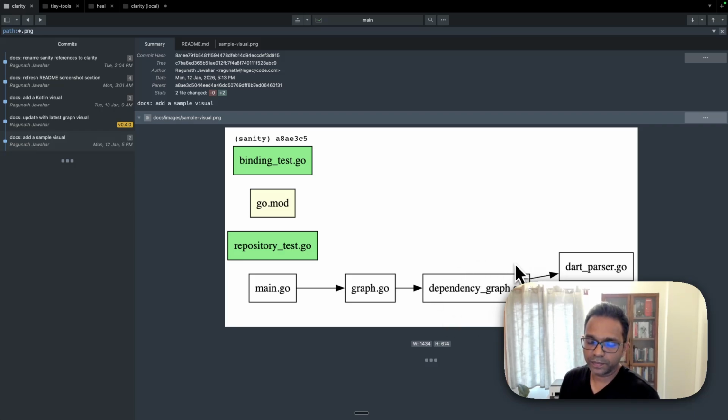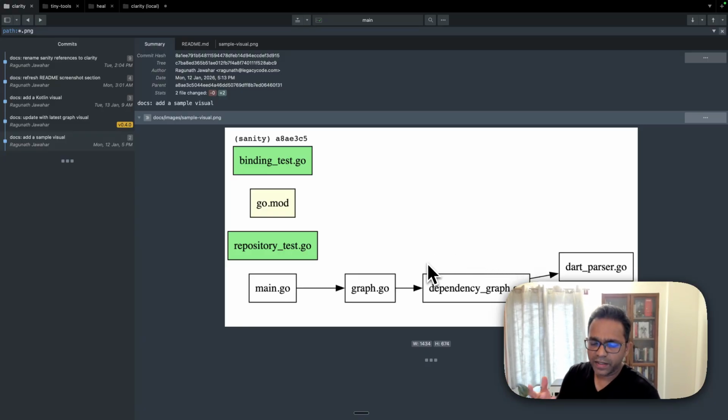So the critical thing that I want to talk about here is Clarity is a tool that supports parsing multiple languages. At this point, it supports about 14 languages. And I want to say why that is part of this conversation.